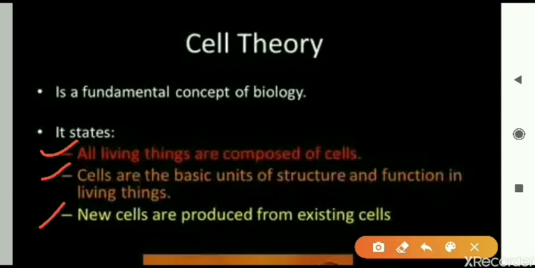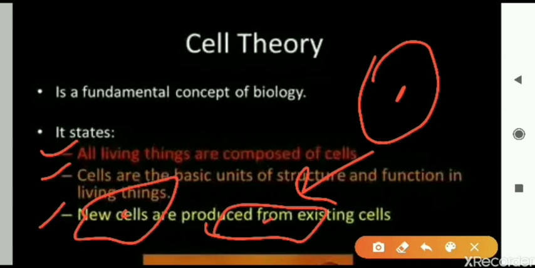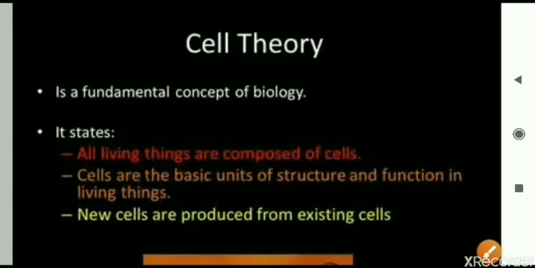The third point was added later in the cell theory. It was given by Rudolf Virchow, that new cells are produced from existing cells. Whatever older cells are there, they will divide into two forms. That is, two different cells will form from the single cell. So each and every cell will keep on dividing itself, and the number of cells will increase. So each cell comes from an earlier cell.